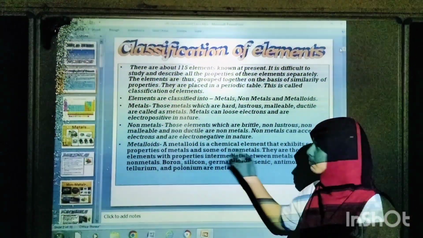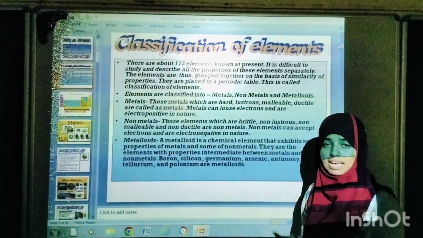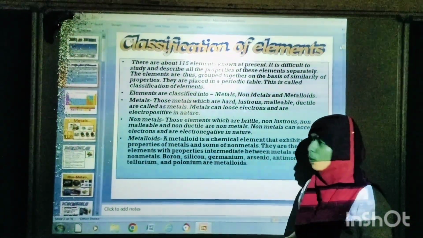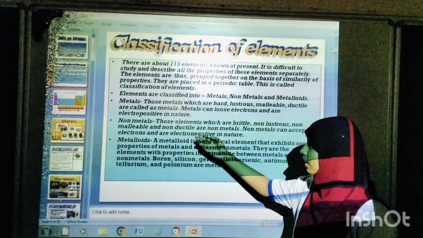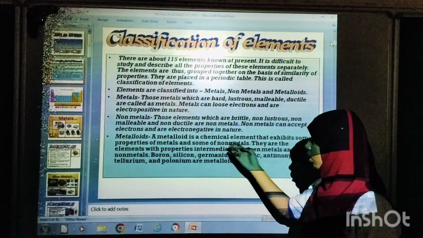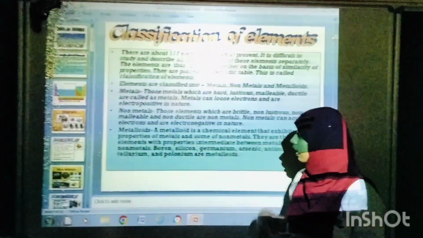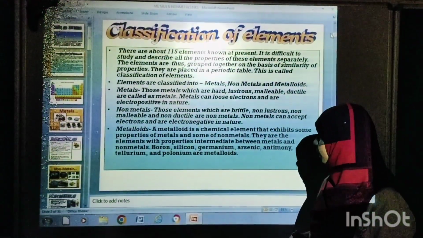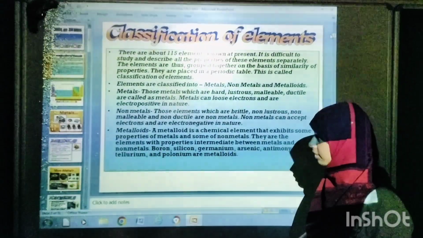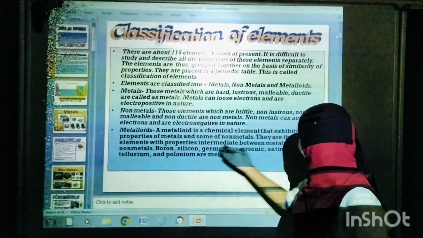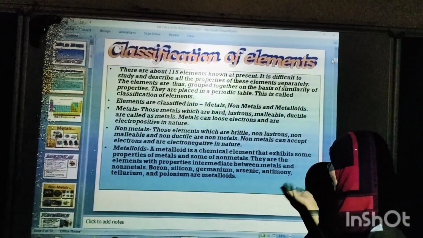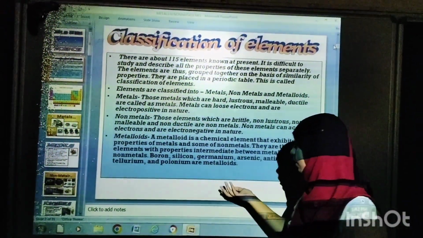Metals are those materials which are hard, lustrous, malleable and ductile. Non-metals are those elements which are non-lustrous, non-malleable and non-ductile. Non-metals can accept electrons and have electronegative interaction. A metalloid is a chemical element that exhibits the properties of both metals and non-metals. Boron, silicon, germanium, arsenic, antimony, tellurium and polonium are metalloids.